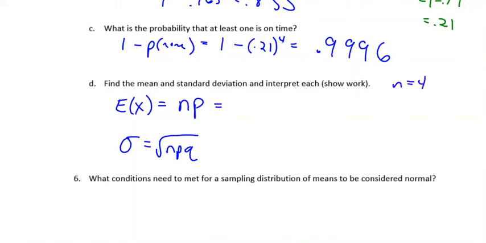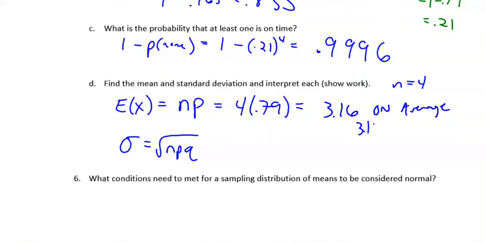That's important. So if I have 4 flights with the probability of on time being 0.79, then that means on average 3.16 are on time. Right? On average, 3.16 flights are on time.